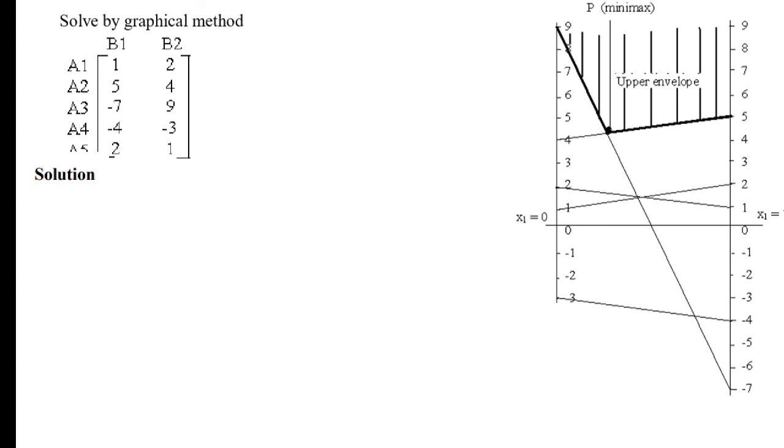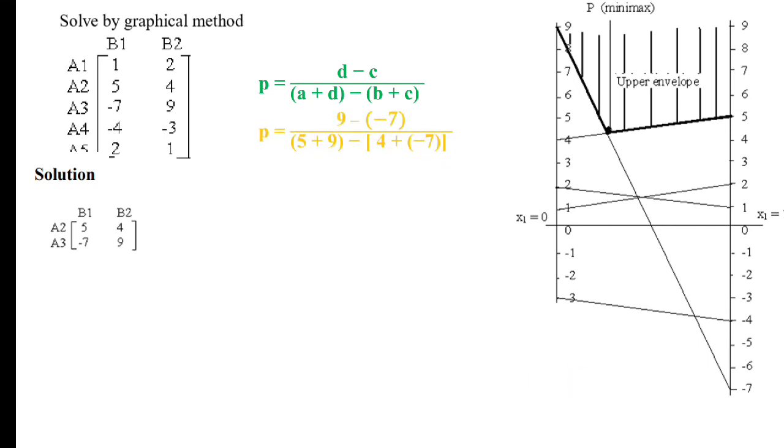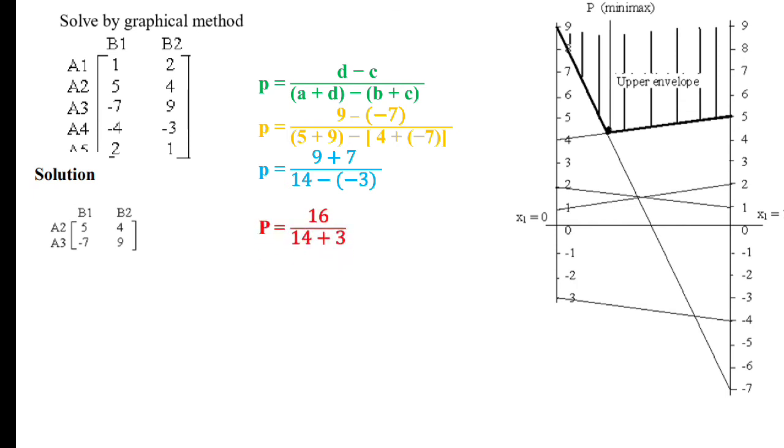Here clearly we know that we get 5, 4, minus 7, 9. So for that p value: d minus c divided by a plus d minus b plus c. 9 minus 7 divided by 5 plus 9 minus 4 plus minus 7. Then 9 plus 7 divided by 14 minus 3. Then 16 divided by 14 plus 3, 16 by 17. 1 minus p equals 1 minus 16 by 17. Then we get 1 by 17.